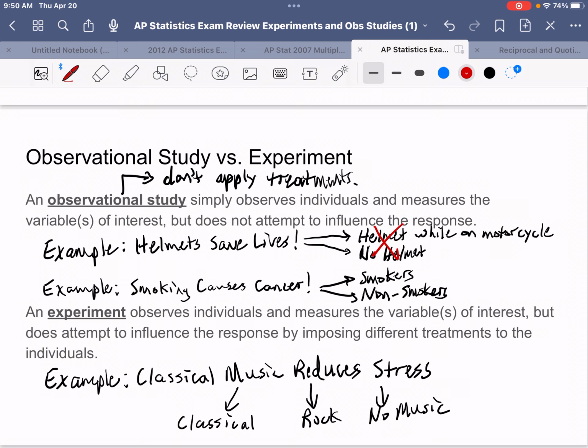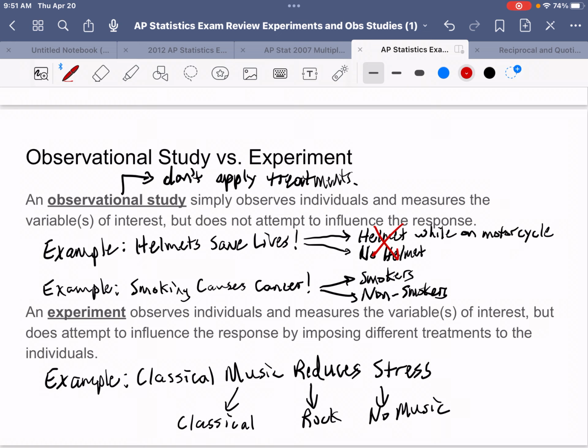Smoking causes cancer. Would you want to assign half of the volunteers to smoke and the other half to not smoke? No, you wouldn't force that treatment on them. You would simply look up records of smokers and non-smokers to see what the difference is in the occurrence of cancers. So those would be good observational studies.